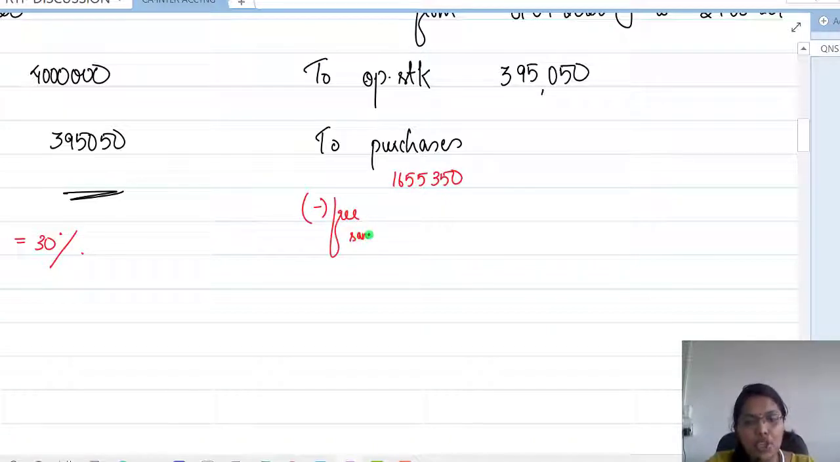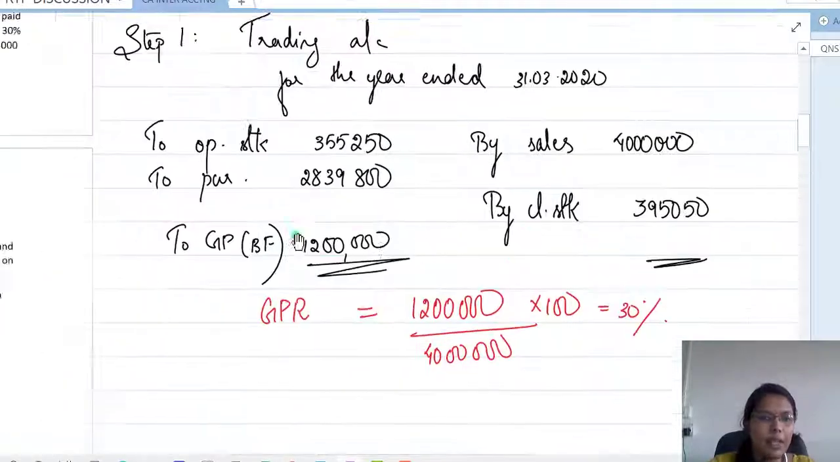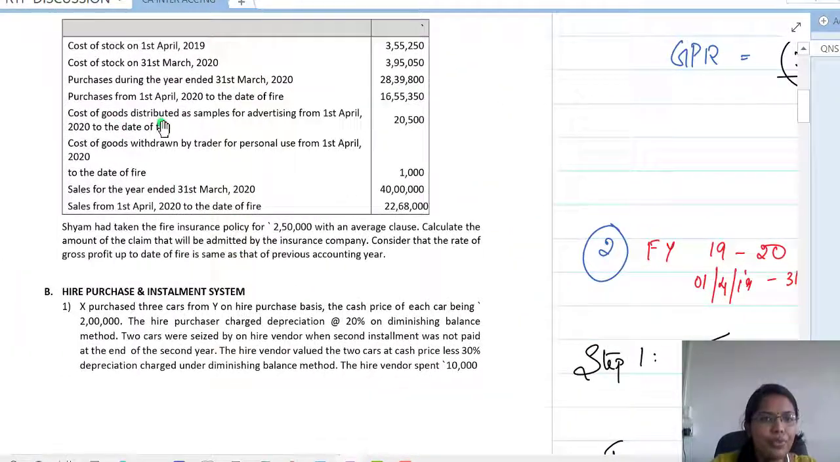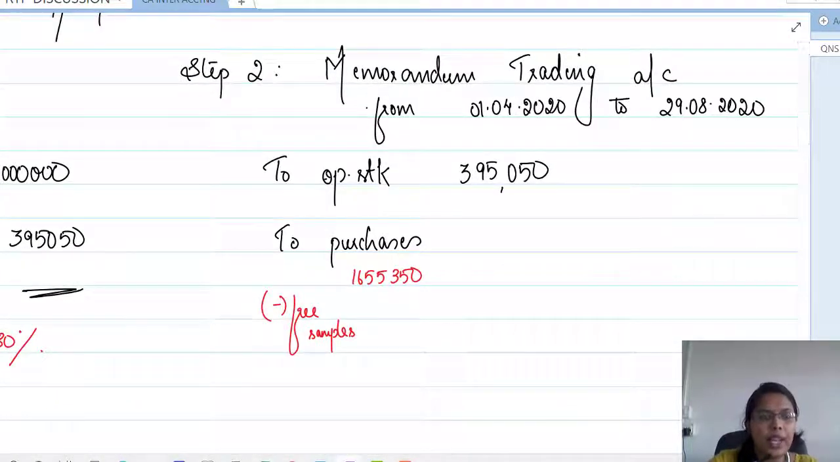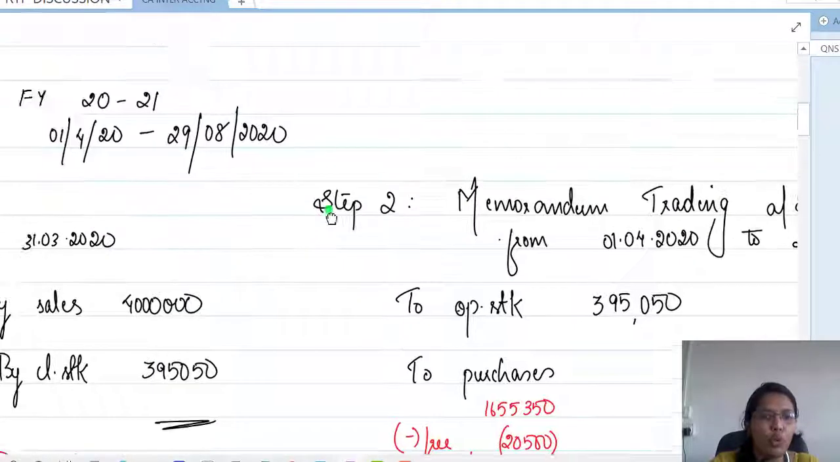So free samples shouldn't be considered as a purchase item. It shouldn't belong to the trading account and shouldn't affect my gross profit. It should be moved from the purchases account and debited to profit and loss account as an advertisement expense. So that is what we are doing now. So free samples cost were 20,500. So I am removing that from purchases and I'll debit it to the P&L account, but that portion is not required for this question. So therefore only the removal part will be shown by us.